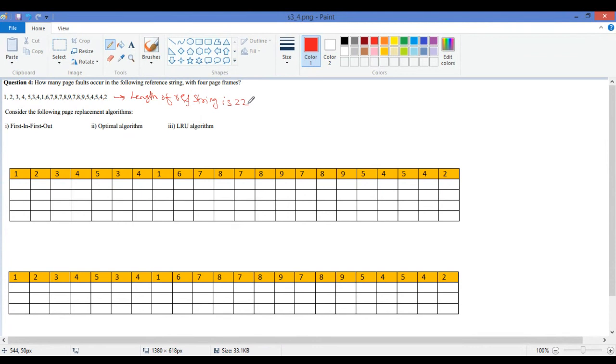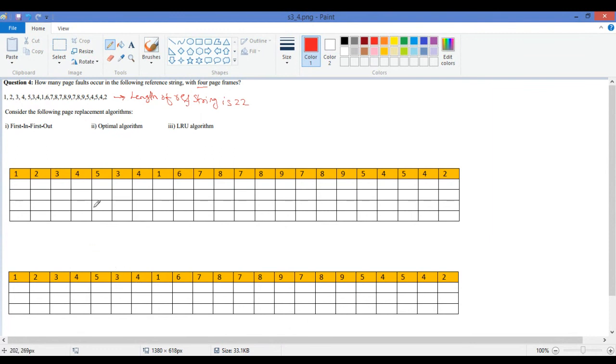Second, consider the following page replacement algorithms. There are 3 algorithms given, and also he has given 4 frames. If 4 frames are given, I have to take these 4 frames: frame 1, 2, 3, 4. If he has given 3 frames, then you have to solve it for 3 frames. I'm solving for 4 frames. Depending on the question, you have to solve. I've given you an example that if there are 3 frames, then you have to write your reference string like this, and try to solve your problem in this way.